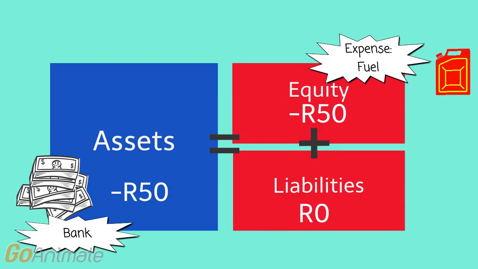So we see that assets, the bank balance, has decreased by 50 Rand, and equity has decreased by 50 Rand because we had a fuel expense of 50 Rand. So the blue and red blocks are equal.